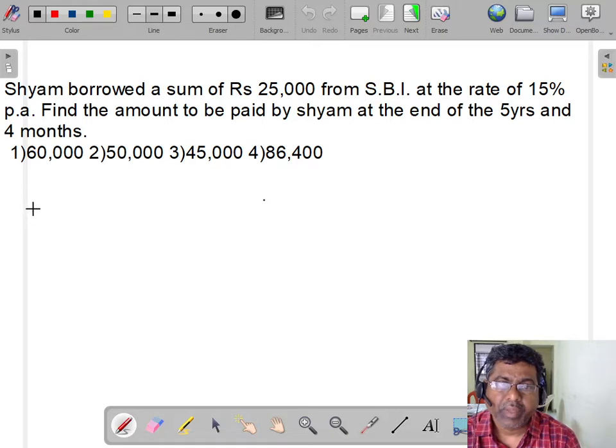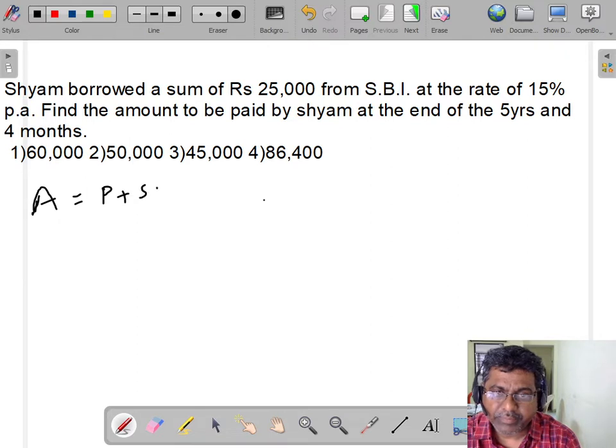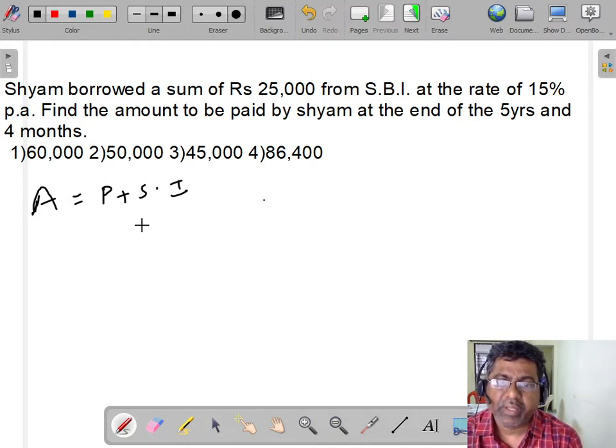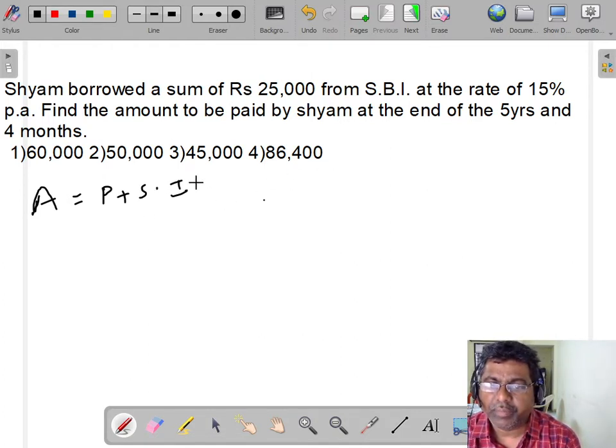Amount A is equal to, we have the formula, P plus SI. So we already know the principal is 25,000 rupees. We have to find out the simple interest. First find the simple interest, then you can go for the problem.